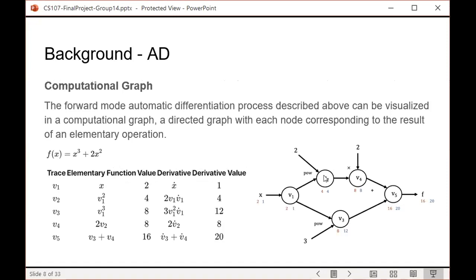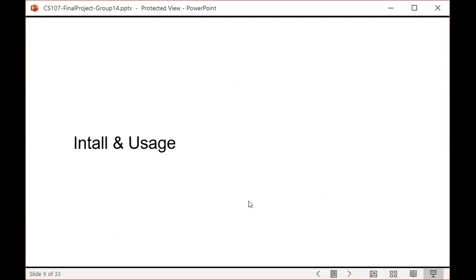We can also realize the automatic differentiation process by using a computational graph. Each node represents an elementary operation, and we can keep track of this process by storing the values in a trace table on the left side. Each row corresponds to one node in the computational graph, and we can store the elementary functions, the derivative functions, and the values corresponding to those.